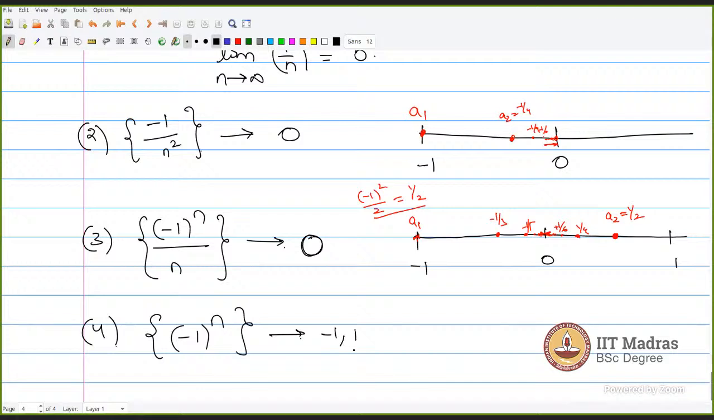So in these cases also, it is not taking any other values, but it is taking two different values. That means this particular sequence is not converging to a single value. So I said this is a divergent sequence.